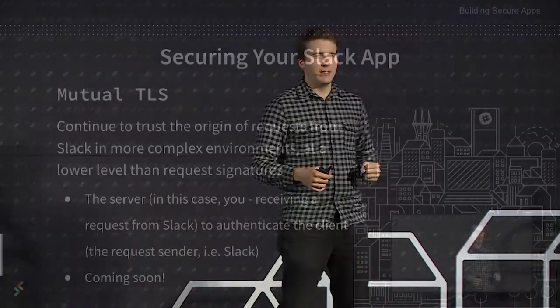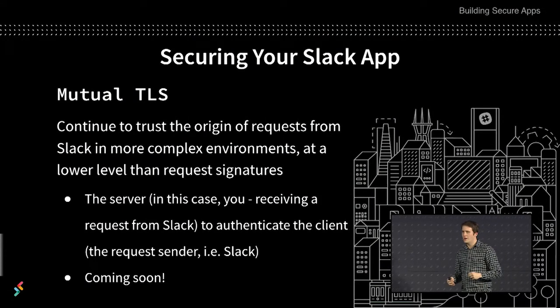So along the same vein, we're also going to be releasing mutual TLS. So who is familiar with TLS or SSL or HTTPS? If you've used the internet, it's probably going on there. If you connect to Slack, it is happening. We use TLS. So this is going to be another way to continue to trust and elevate the trust of the origin of requests that you receive. So when you receive a request from Slack, you're given another way to verify that this was indeed Slack sending the request. This is going to operate at a lower level.